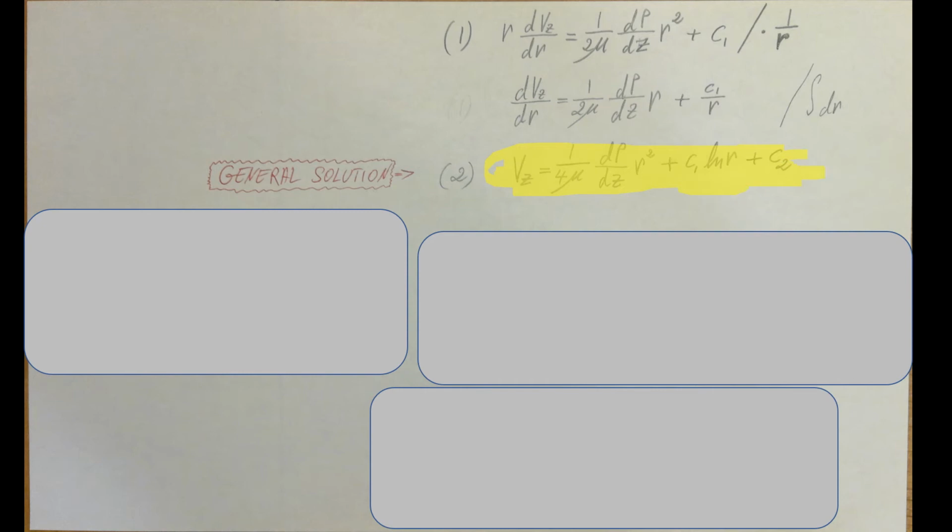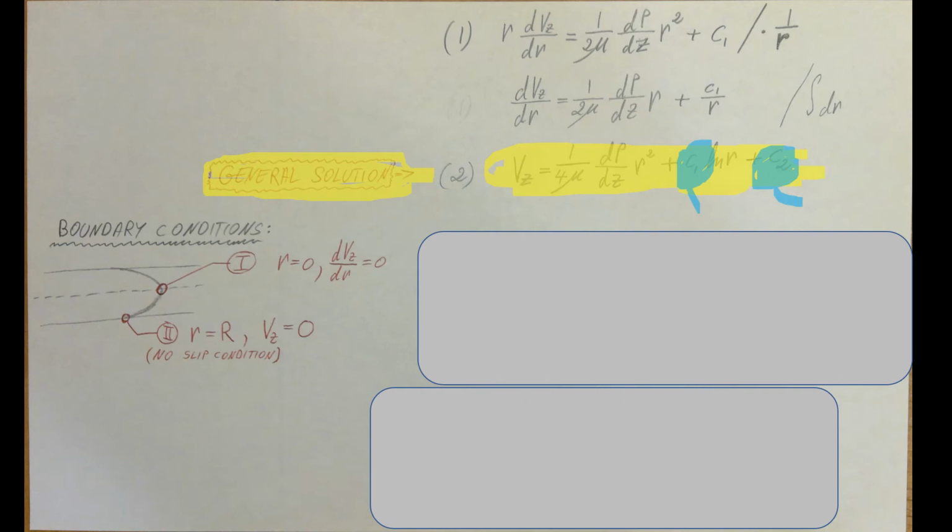Okay, very good. But we're gonna need to figure out the particular solution of the differential equation in order for us to have our velocity profile. And in order to do that, we're gonna need to figure out c1 and c2, the two unknowns. To do that, we need to rely on our boundary conditions.